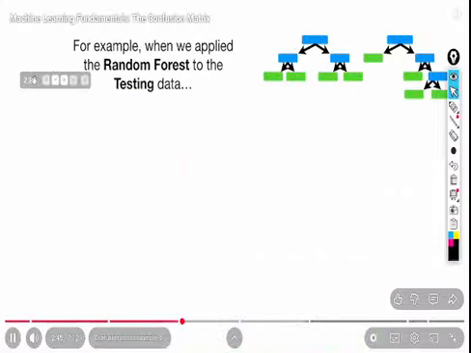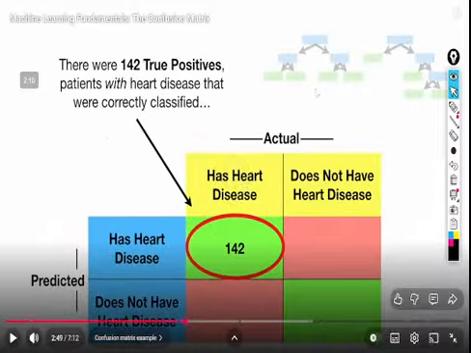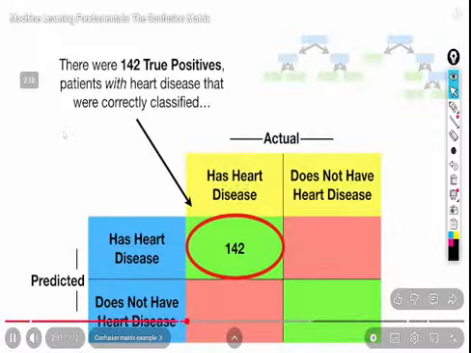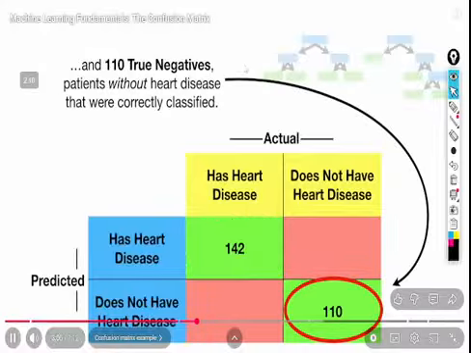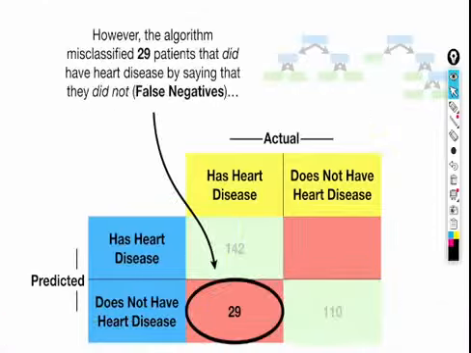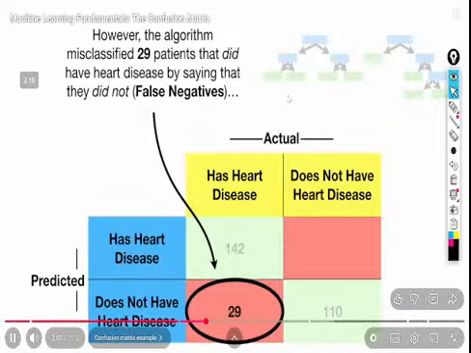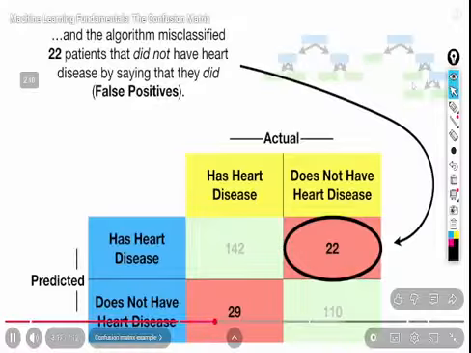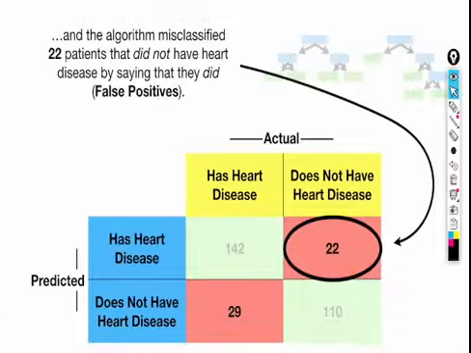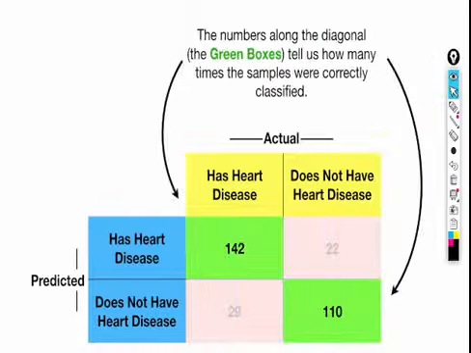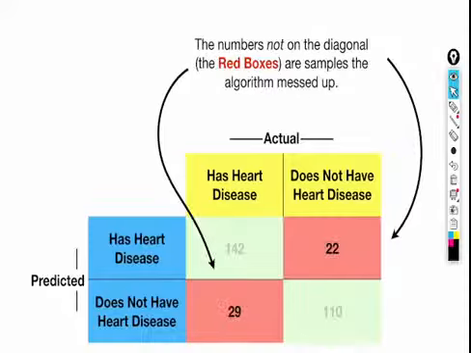For example, when we applied the random forest to the testing data, there were 142 true positives, patients with heart disease, that were correctly classified, and 110 true negatives, patients without heart disease that were correctly classified. However, the algorithm misclassified 29 patients that did have heart disease by saying they did not. These are false negatives. And the algorithm misclassified 22 patients that did not have heart disease by saying that they did. These are false positives. The numbers along the diagonal, the green boxes, tell us how many times the samples were correctly classified. The numbers not on the diagonal, the red boxes, are samples that the algorithm messed up.